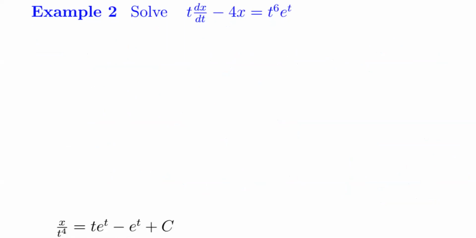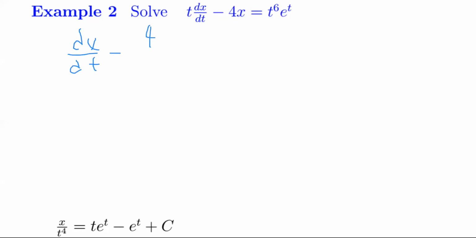And so we already have everything written in standard. No, we don't. We don't have everything written in standard form. I'm sorry. I'm being a little slow and dumb. All right. So here we want to write into standard form. To do that, we need to divide by t on every term. So we get dx/dt minus 4 over t times x is equal to t to the 5th e to the t.